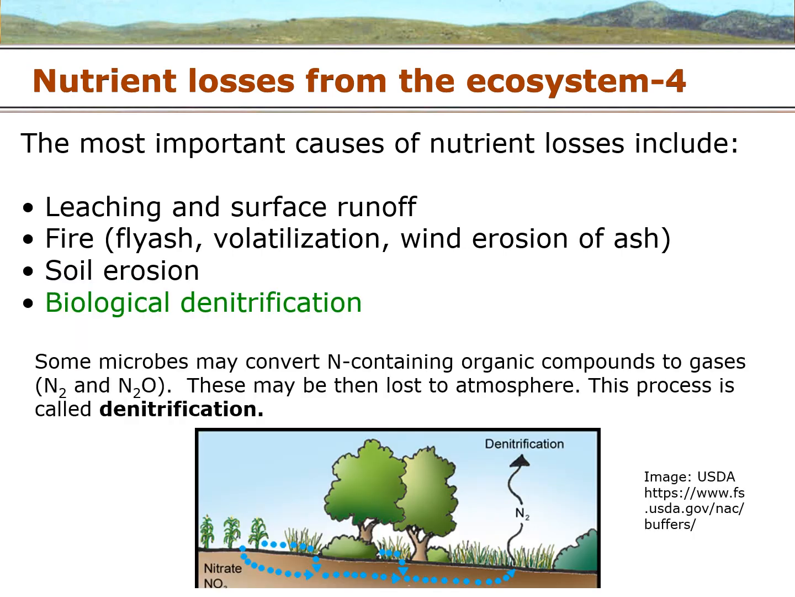A fourth cause of nutrient loss is biological denitrification. Some microbes may convert nitrogen-containing organic compounds to gases, N2 or N2O. These may then be lost to the atmosphere. This process is called denitrification.